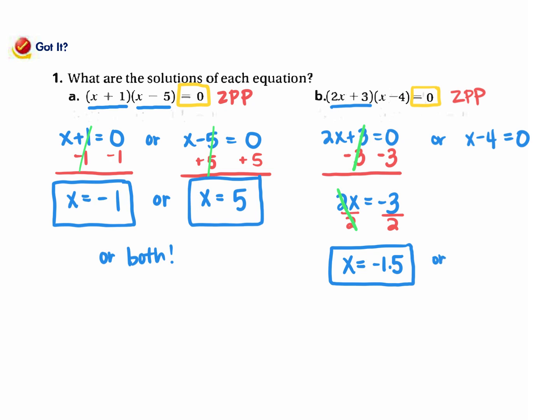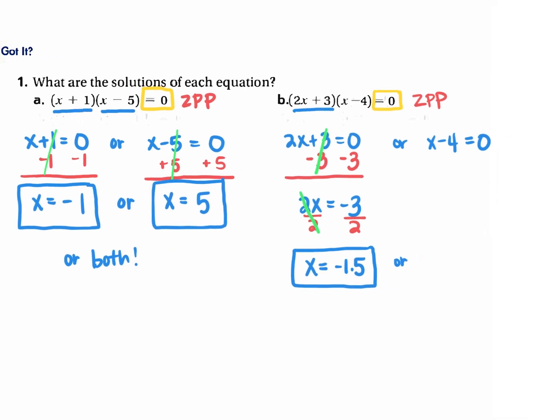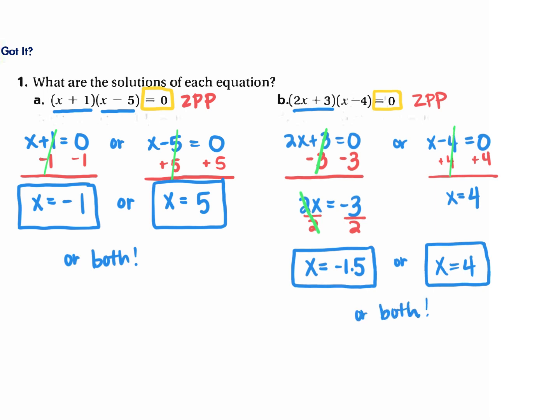Or we could work on the other one. We add 4 so that we can work toward getting x by itself. The negative 4 and the positive 4 cancel each other out. So you're left with x equals 0 plus 4, which is 4, and x is by itself. So that's the second option. Or both could be possibilities. It's one or the other, or both.